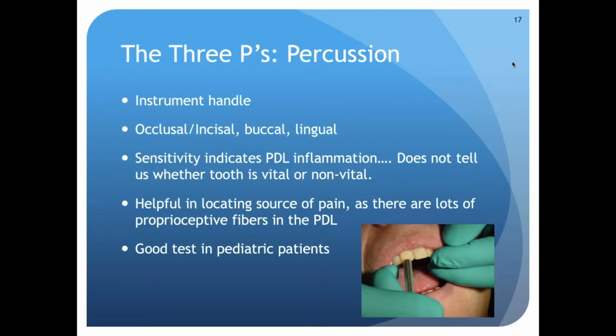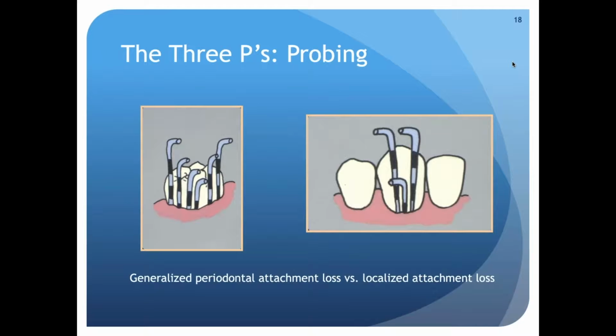I won't get into that too much in this lecture, but pulp testing on pediatric teeth is not very accurate, but percussion in a pediatric tooth can tell us a little bit more than it can in an adult. Excuse me. Next, we have our probing. So we always want to probe because we want to see what the periodontal condition is. We're also looking for isolated defects in case there's some sort of fracture or a combined endoperio lesion.